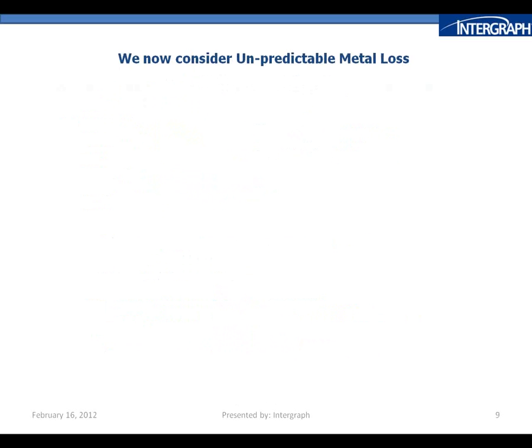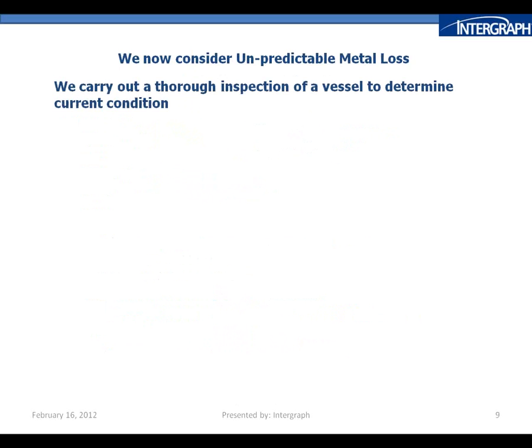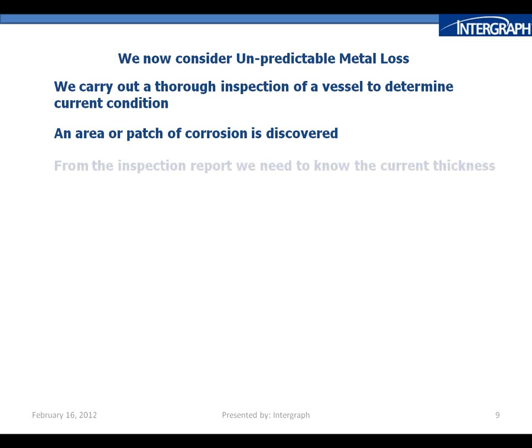Now consider unpredictable corrosion loss. Okay, we discover there's an area where there's been a little bit of corrosion in one area on a vessel. And that's a little bit troublesome because we want to know if we can still continue to use this vessel. From an inspection report, we know the original thickness and we know the current thickness. So we've got to use some procedure to make a determination as to whether we can continue to use this vessel in service, whether we have to do a repair, or whether we have to scrap the vessel, or even reduce its working pressure.